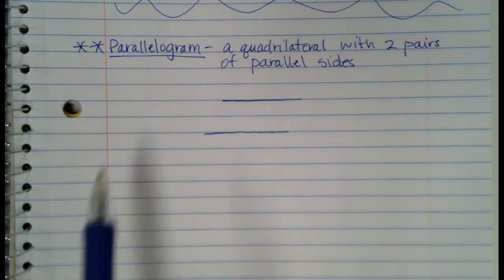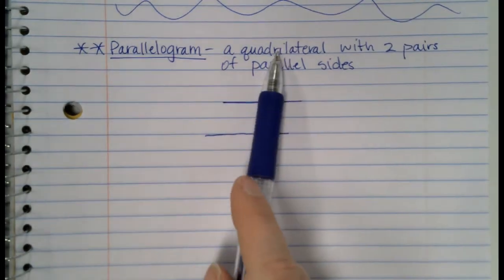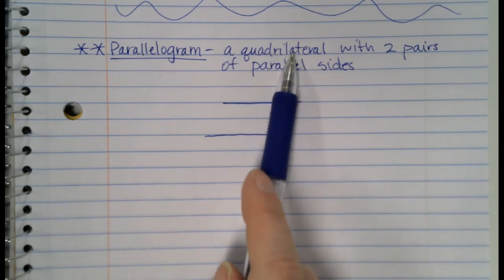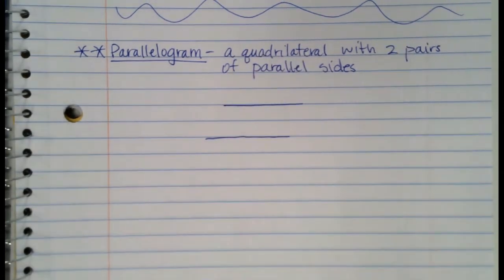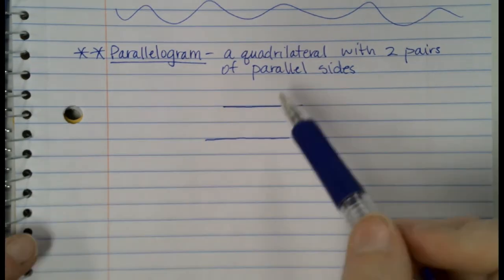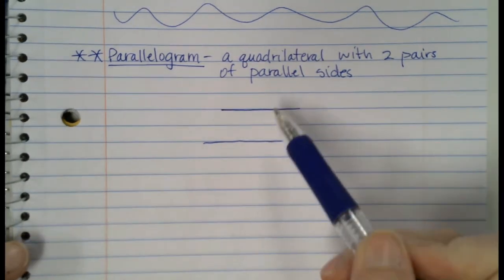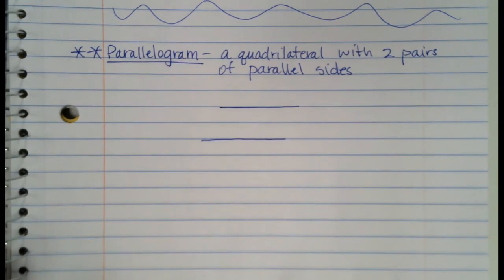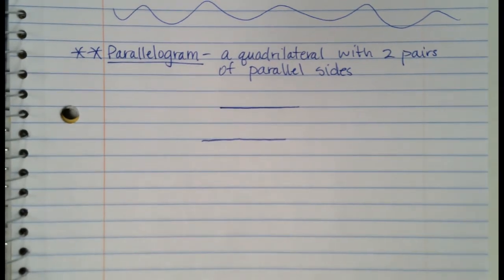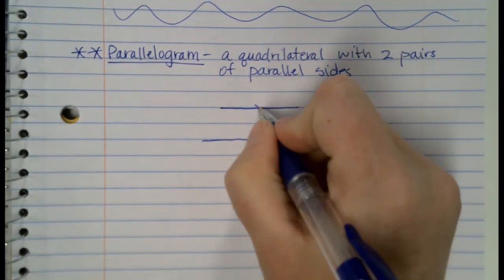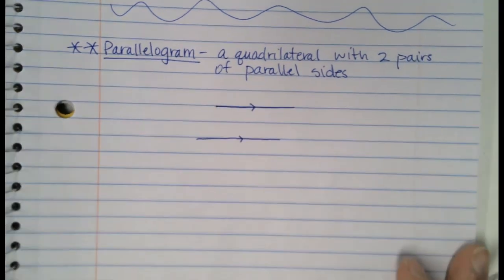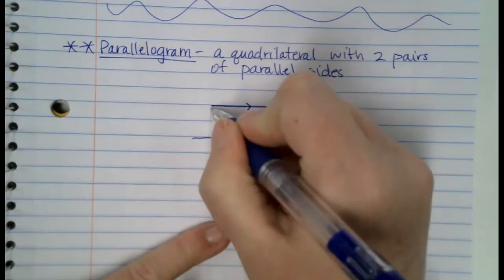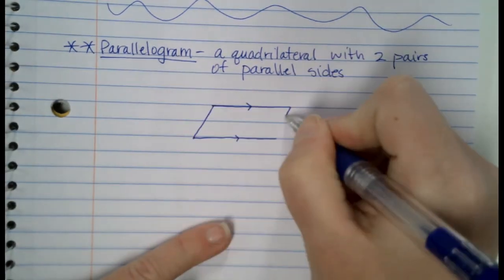A parallelogram is just a type of quadrilateral, meaning it has how many sides? 4. 2 pairs of parallel sides. So you're going to have a set of parallel sides here. These are parallel. We already drew them. Do y'all remember the symbol that we use to show that lines are parallel? We just put little arrows on them. That means they're parallel. Okay? So I'm going to take these parallel lines and I'm going to turn it into a parallelogram by drawing another set of parallel lines here.